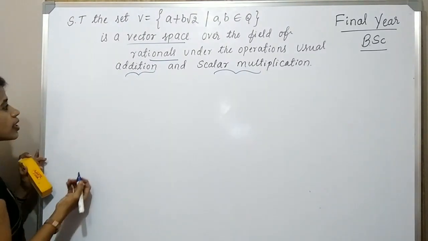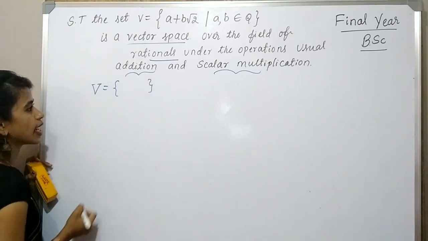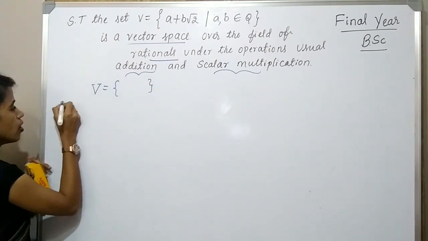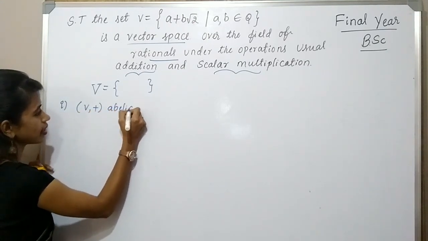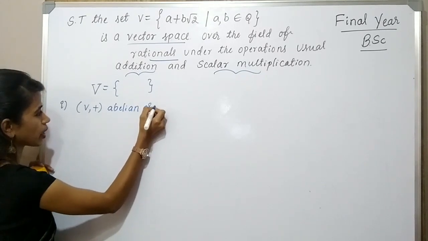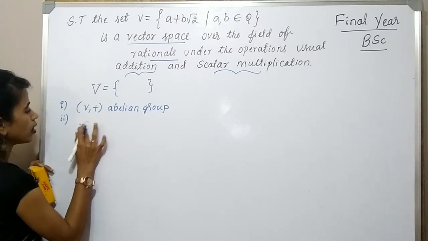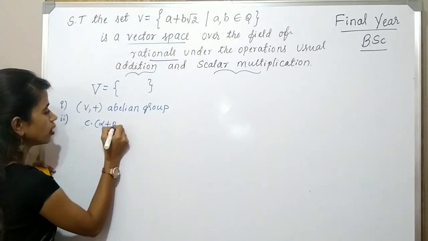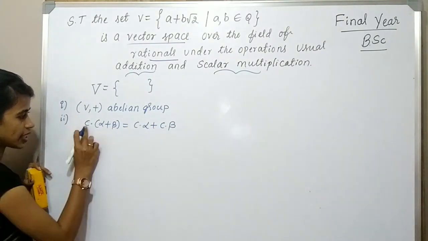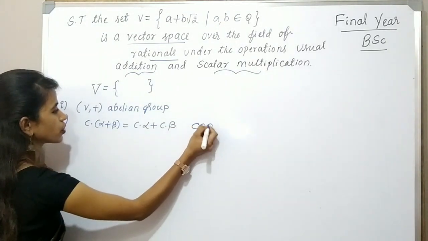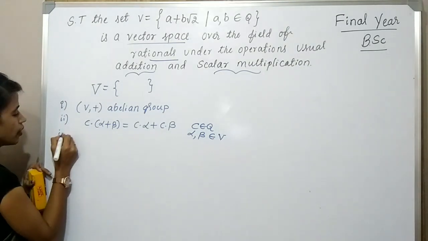So what do you mean by a vector space? A set V is said to be a vector space if it satisfies 5 conditions. What are those? First condition is (V, +) must be abelian. That is, this set forms an abelian group with respect to addition. Second condition is what? If I take c dot (alpha plus beta), I get c dot alpha plus c dot beta, where c belongs to the field, c belongs to Q, and alpha and beta belong to V.